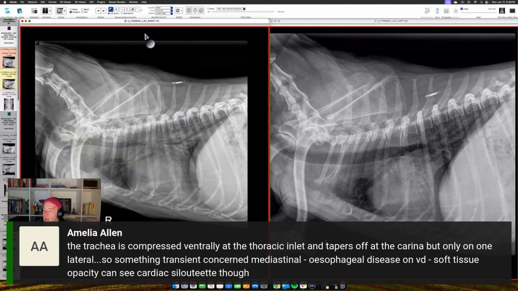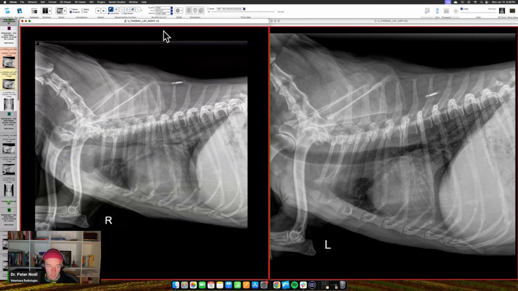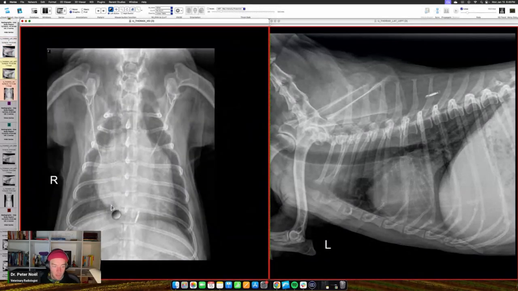So Dr. Allen says the trachea is collapsed. I would use the term compressed. I would use the term collapse, and I think we work through that collapse versus compressed. Compressed tells me somebody's pushing on it. Collapse is maybe a loss of integrity. I think this will trouble people.